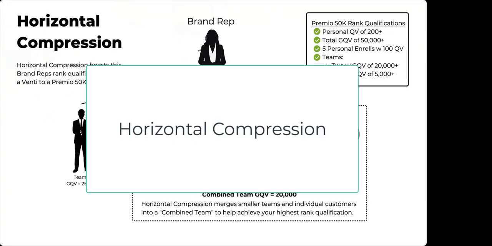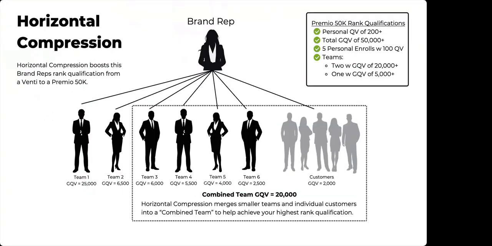Okay, horizontal compression. Can you see this slide here? Yes. So horizontal compression essentially allows you to build wide and not have to think, oh man, if I've got a whole bunch of people on my direct front line, I'm not really benefiting from them as far as my team and rank qualifications are needed. Oh, that's frustrating. I'm not getting a full qualified value if I'm building wide or adding a lot of customers to my front line or teams. So horizontal compression essentially simplifies that process.